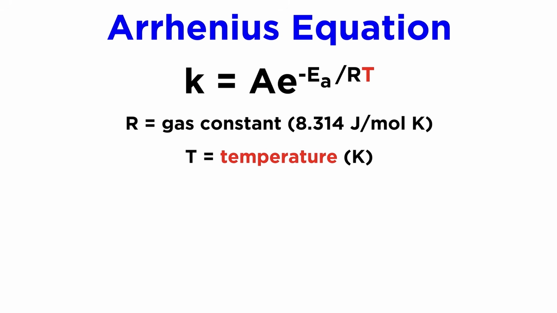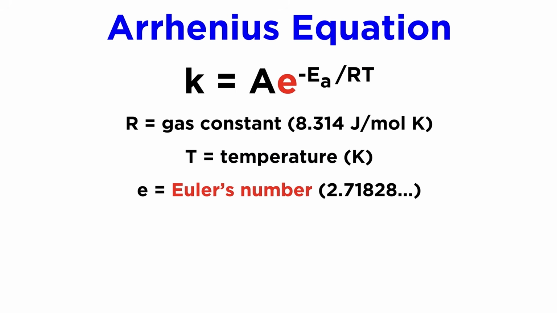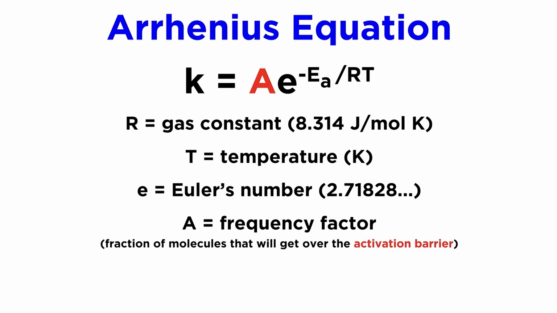In addition, we see the temperature of the reaction in Kelvin, while e is a number we may remember from math, and A is a constant called the frequency factor, which is related to the frequency of collisions and the orientation of the reacting molecules. What this essentially tells us is the fraction of molecules that will have sufficient kinetic energy to get over the activation energy of the reaction.